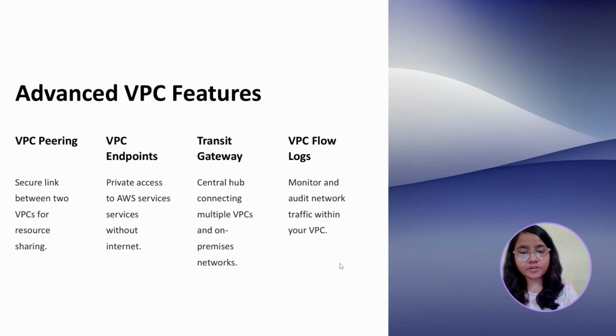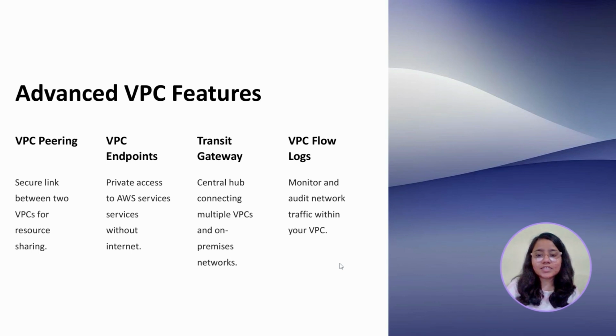As your AWS network grows, you will want to explore more advanced VPC features. These features include VPC peering. This allows you to securely connect two different VPCs in different regions or AWS accounts. It is perfect for applications with multiple VPCs. Then VPC endpoints. These can access AWS services like S3 or DynamoDB without using the internet. This helps you reduce latency and improve security.